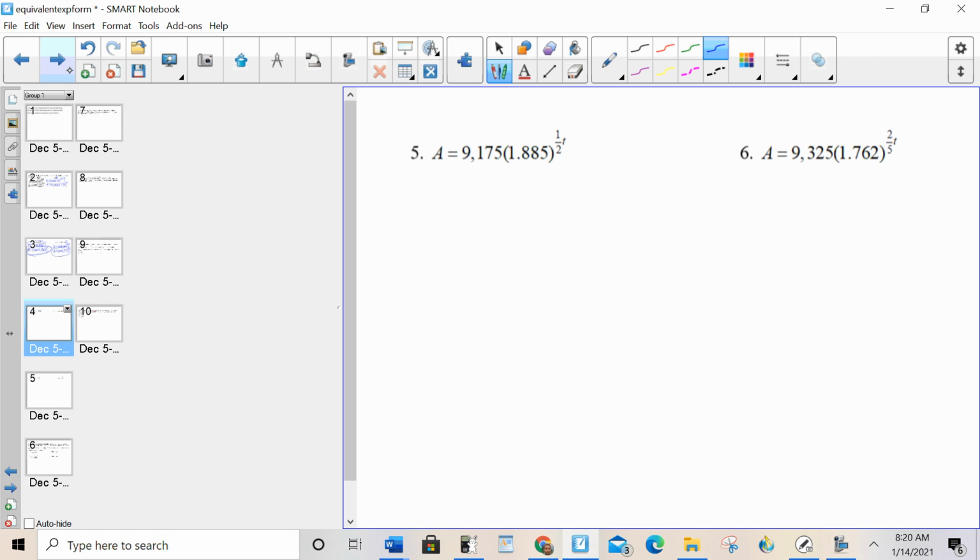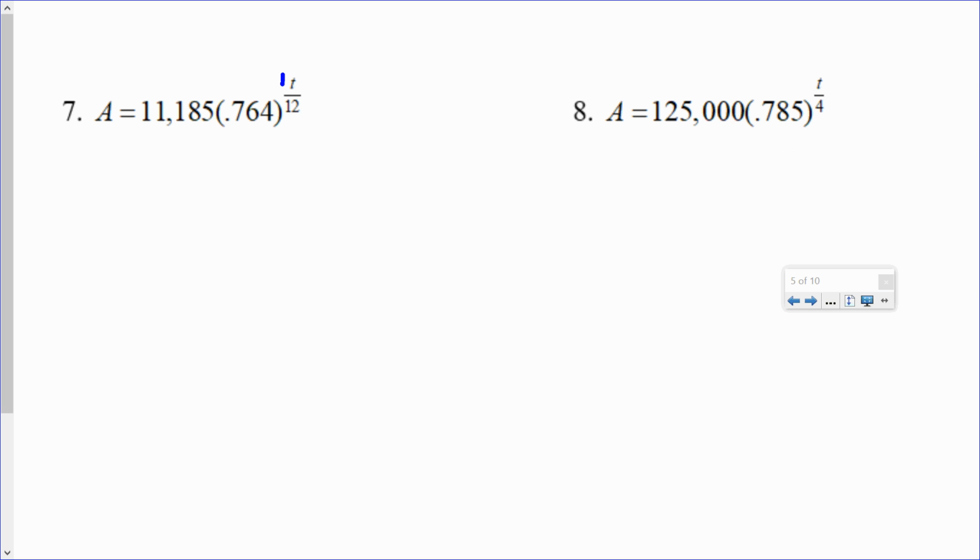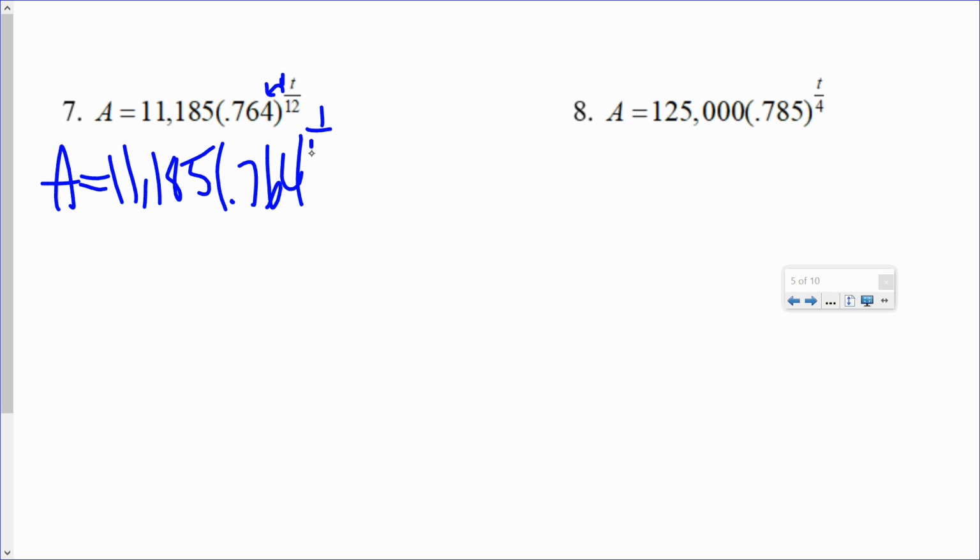All right. If it's a fraction, it's the same type of thing. I'm actually going to skip that one. Let's just take a quick look at 7. If I wanted to absorb the exponent, well, what's in front of the t? 1/12 is in front of the t. So when I'm absorbing it, 11,185 times 0.764 to the 1/12. So if it's a fraction, we would just do what we normally do, and if it's t over something, then there's a 1 in front of that t, and you're pulling the whole fraction in.